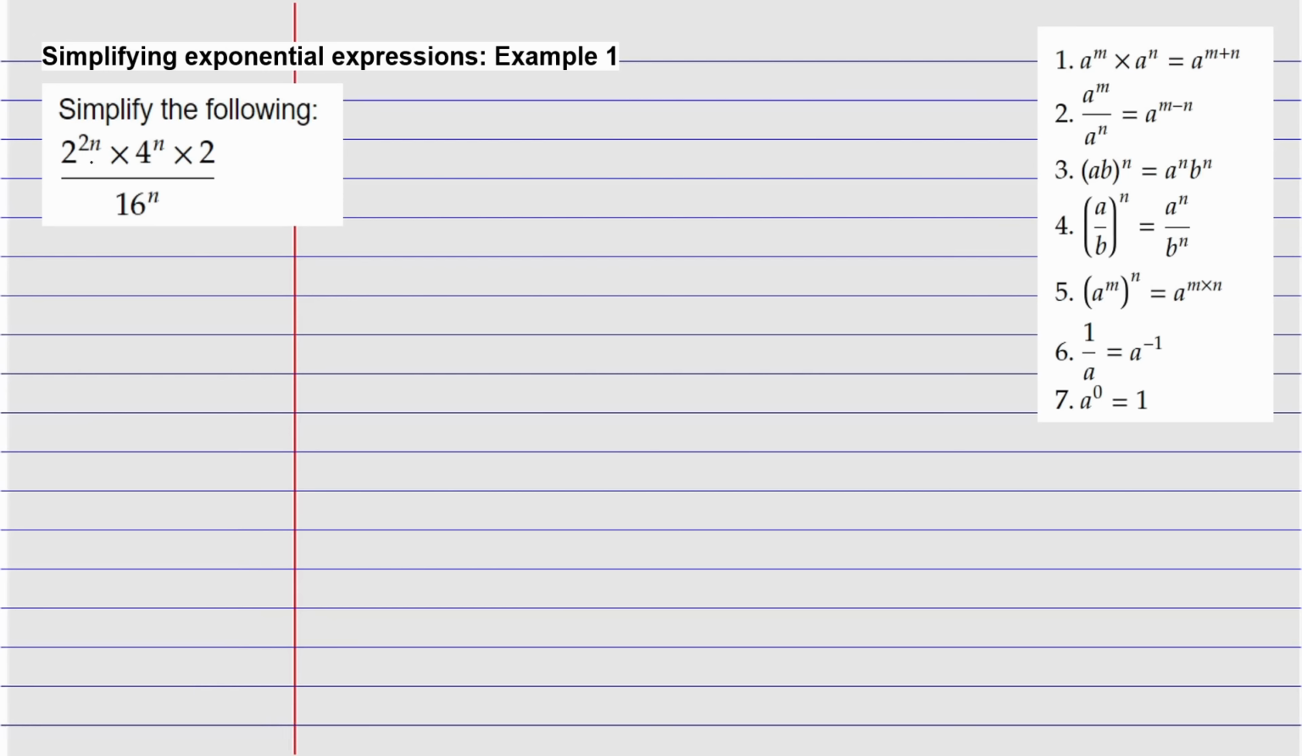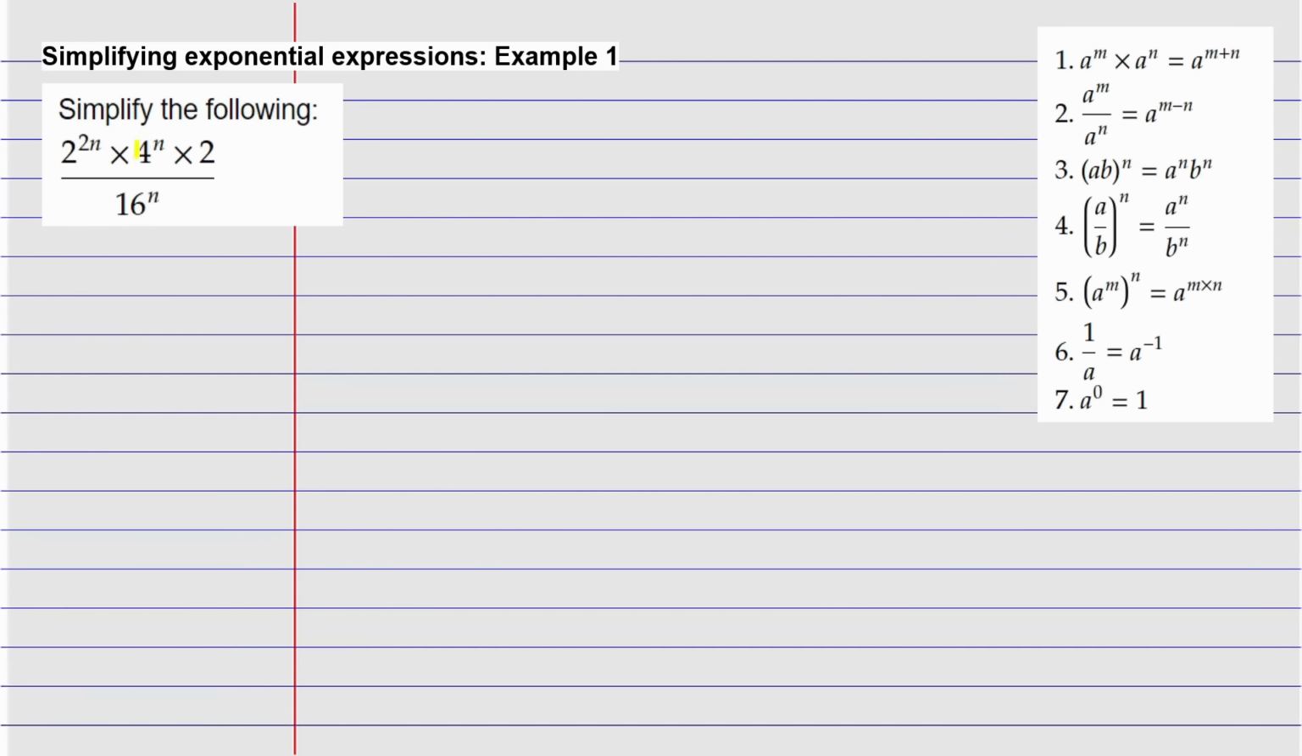Let me just change my pen. So it's going to be 2 to the power 2n multiplied by 4 to the power n multiplied by 2. Then it's going to be divided by 16 to the power n, right? So what do I see? I see that I have 2's, and I have a 4 and 16. So what do you do when you have that?